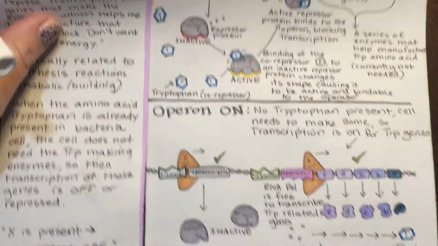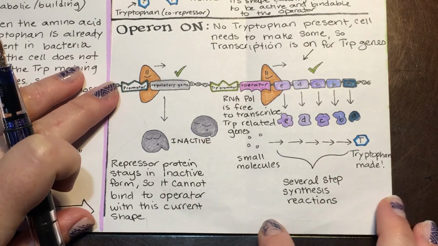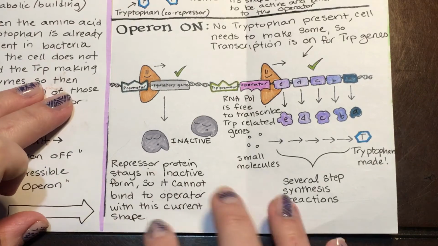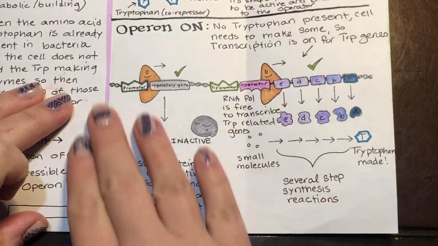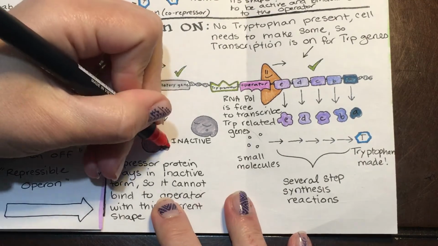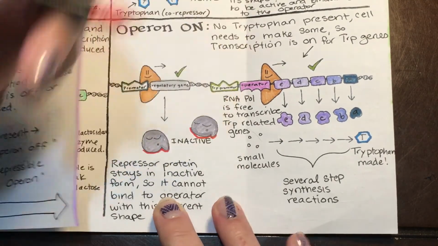But now tryptophan is depleted. Let's say for this bacteria, there isn't enough protein or other amino acids in the environment. It's depleted its supply. You don't see any tryptophan present. So this inactive repressor protein with the wrong shape stays inactive, okay?